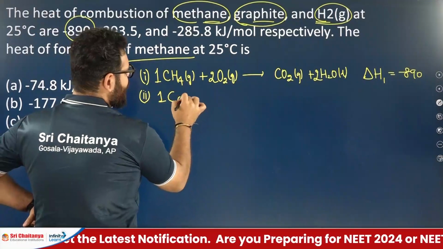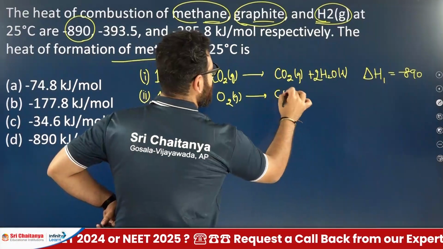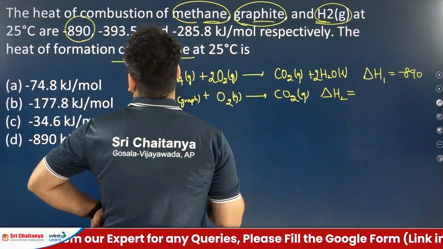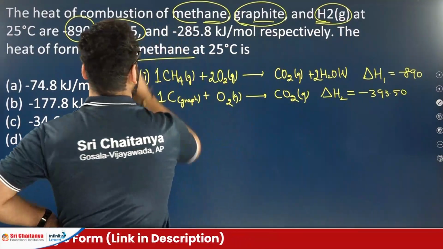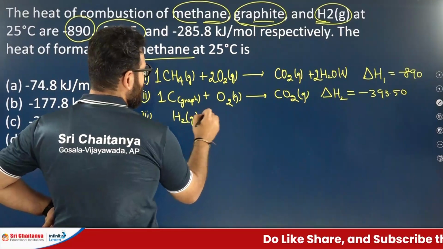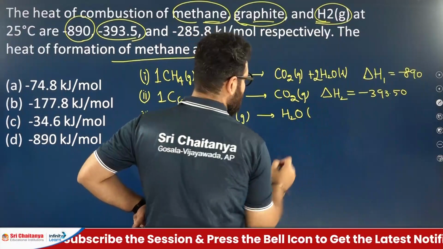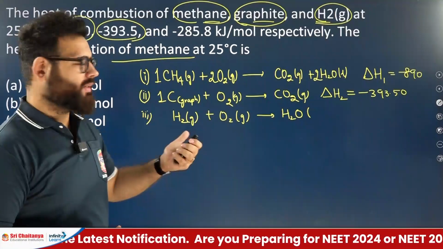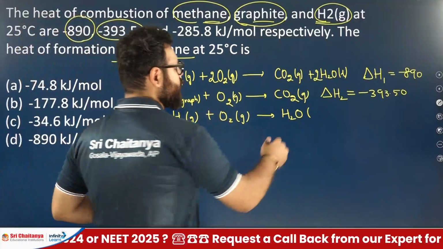Second, they have given combustion of graphite. Take 1 mole of graphite. Graphite means carbon plus O2 gas, giving you CO2. It is already a balanced reaction, so I will not do any balancing. It is given minus 393.50. And the third one is combustion of hydrogen gas. H2 plus O2, H2O. That is how hydrogen gas will combust. This is your atom bomb reaction. Or these days they say hydrogen cars are coming out. This is the reaction, hydrogen as a fuel. In the rockets also we use H2 plus O2, H2O liquid.